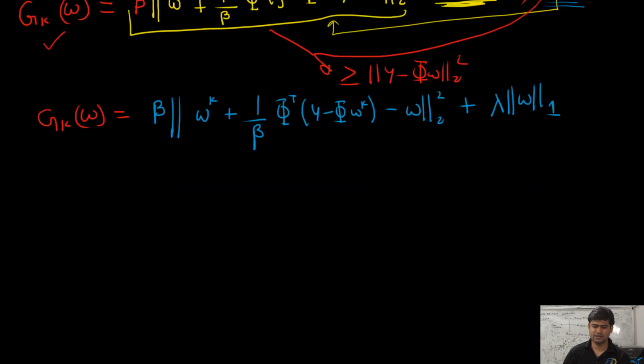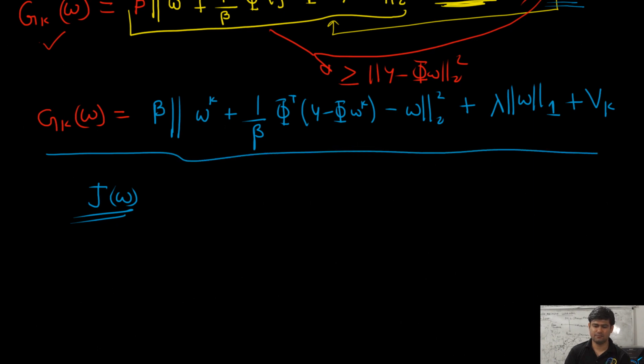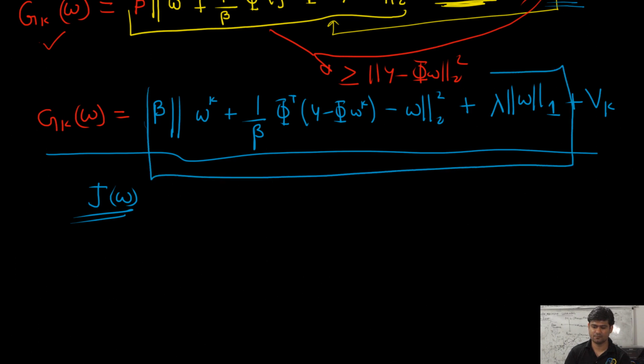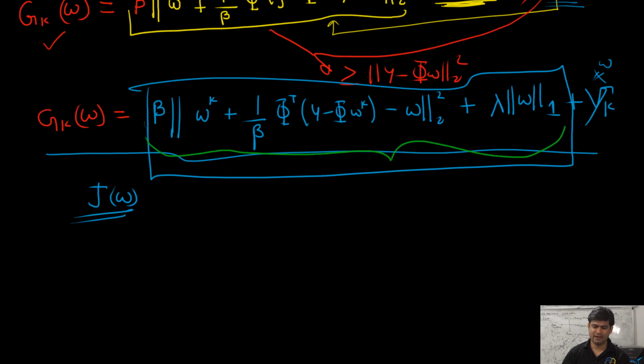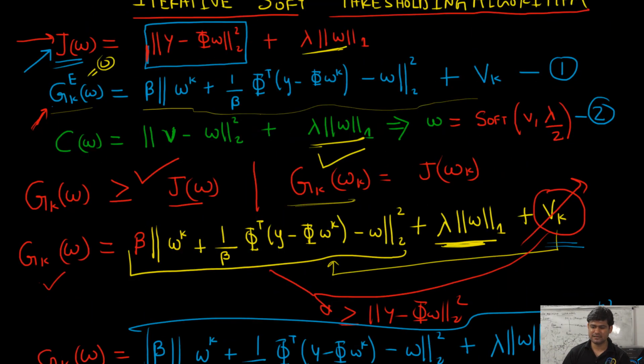So putting it together, to minimize the loss function g of w, we will effectively minimize this function. And since vk has no dependence on w, minimizing this entire function is the same as just minimizing everything that is inside this square box or inside this curly brace. And for this function, we have already seen the solution over here.